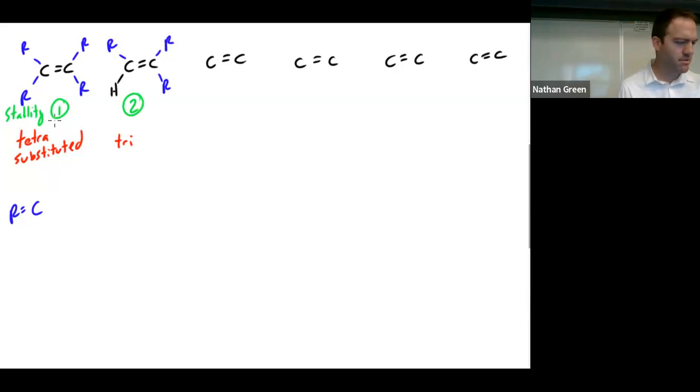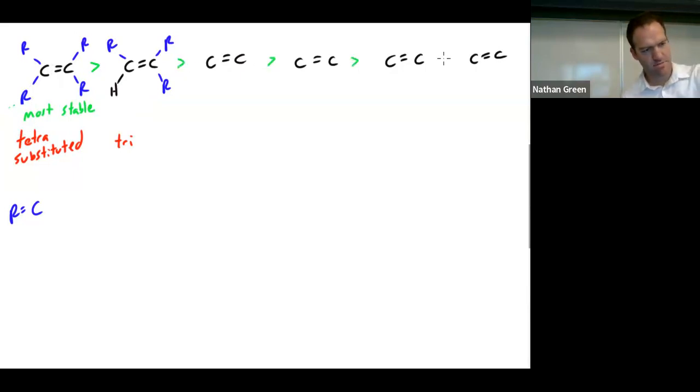Actually, I'm going to not put these numbers up here, because I'm saying tetra substituted and putting a 1. Is that going to mess with anybody? Here's what I'm going to do. This is the most stable on this side. It's going to go like this. This one's going to be the least stable on this side.